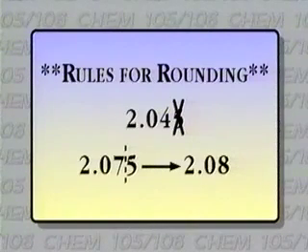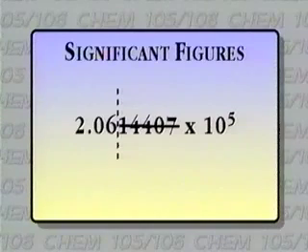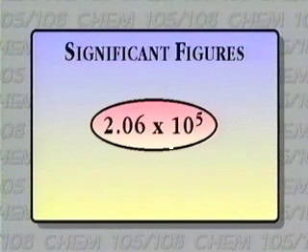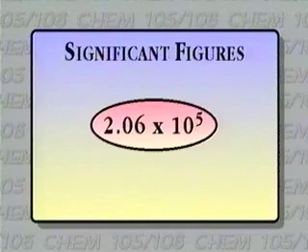Back to this one, however, then, because it was a 1, less than a 5, then we're going to merely throw that part of our answer away, and the final answer properly written would be 2.06 times 10 to the 5th. Now it shows 3 significant figures. That's what we must have in the answer.